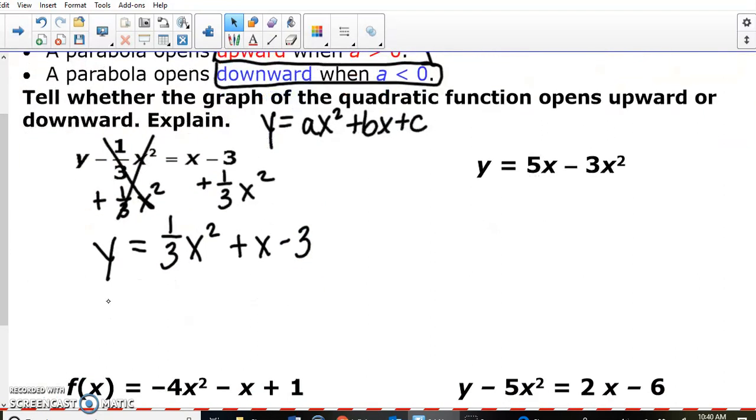Now I can look at my a value. Remember, my a value is whatever's in front of the x squared. In this case, it's 1/3. Since it's bigger than 0, then I know that my parabola is going to open up.